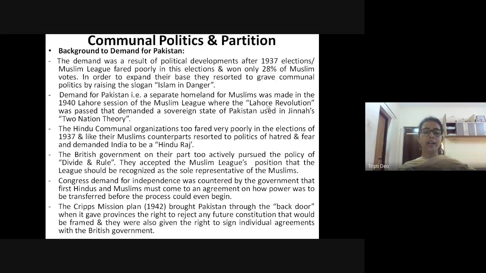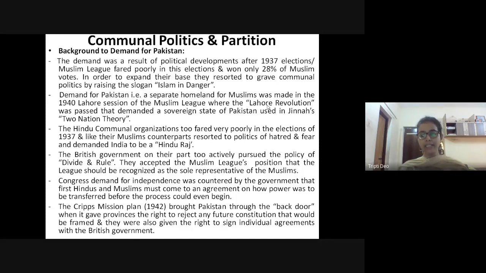The demand was a result of political developments after the 1937 elections. The Muslim League fared poorly in these elections and won only 28% of Muslim votes. In order to expand their base, they resorted to grave communal politics by raising the slogan, Islam in danger. The demand for Pakistan, that is a separate homeland for Muslims, was made in the 1940 Lahore session of the Muslim League, where the Lahore Resolution was passed that demanded a sovereign state of Pakistan, used in Jinnah's two nation theory.